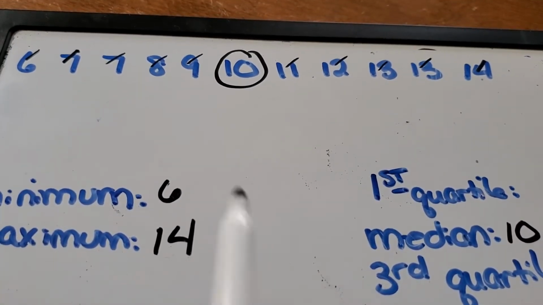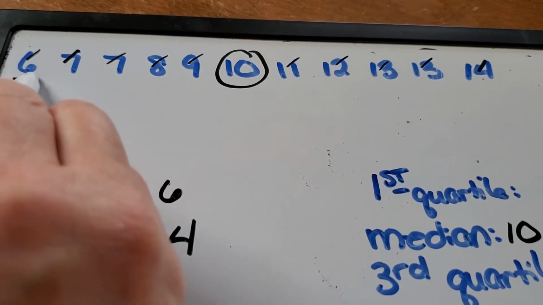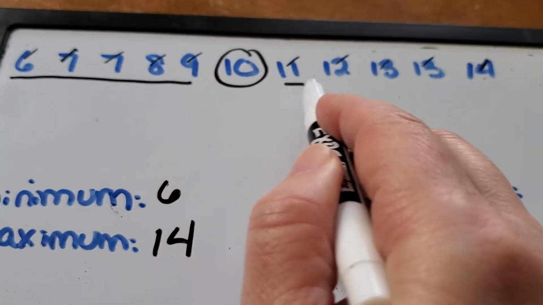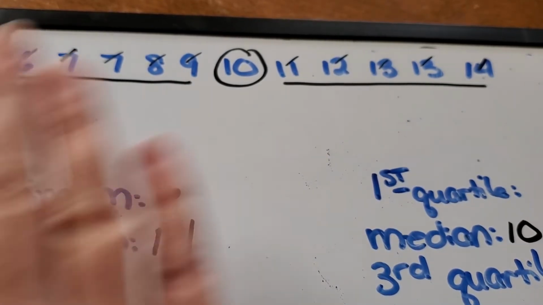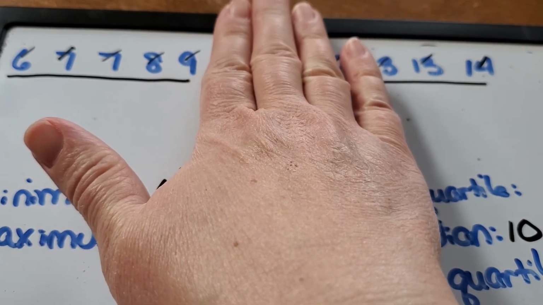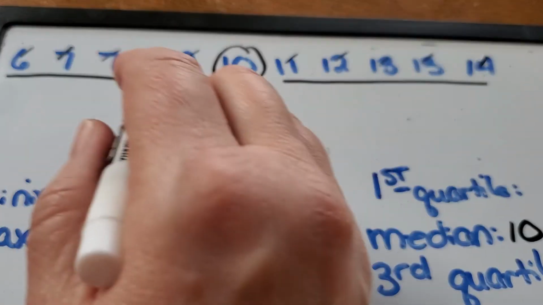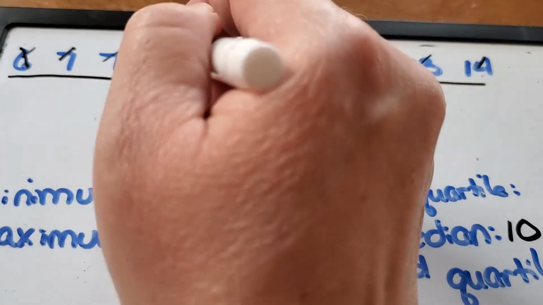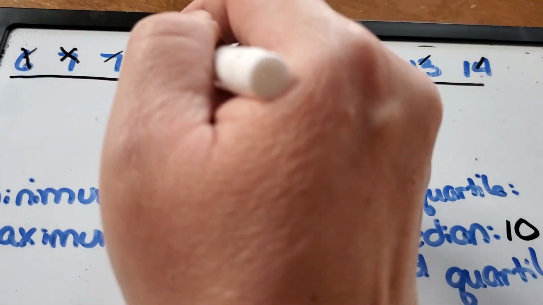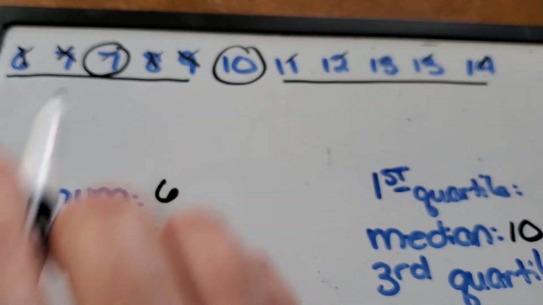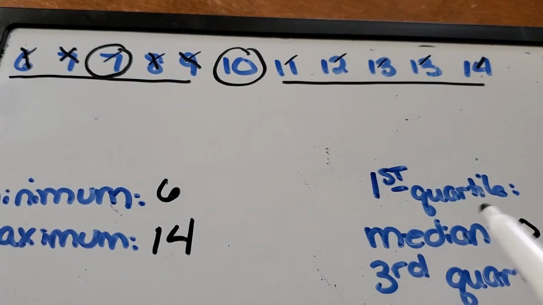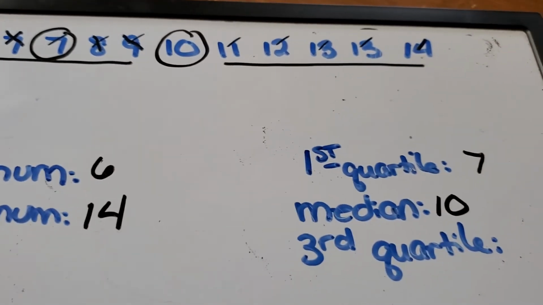Now, the median splits your data into 2 equal parts, a lower part and an upper part. What we're going to do now is we're going to find the middle of each of those parts. So we're going to ignore the 10. And we're just going to look from the 6 to the 9 and cross off a low score with a high score until I get to the middle. The middle of that lower part was a 7. That's our first quartile score or our lower quartile score.